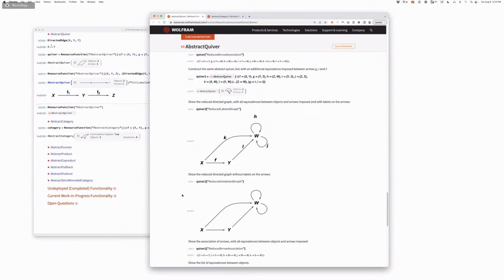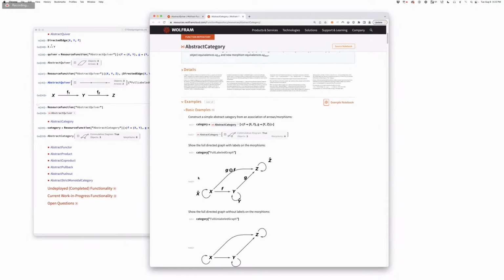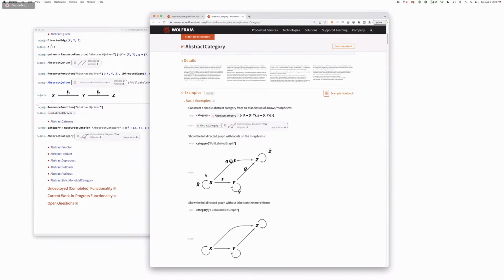Okay. All right. So should we go on to looking at categories now? Right. Okay. So go ahead. If you take that abstract category object and look at its association form, it may make it a bit clearer what's going on.